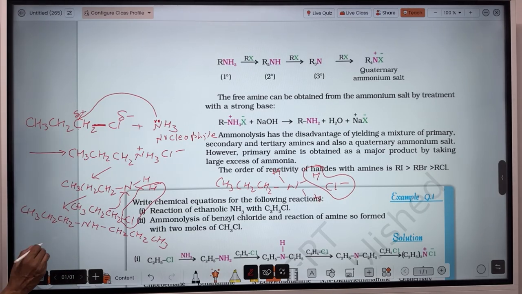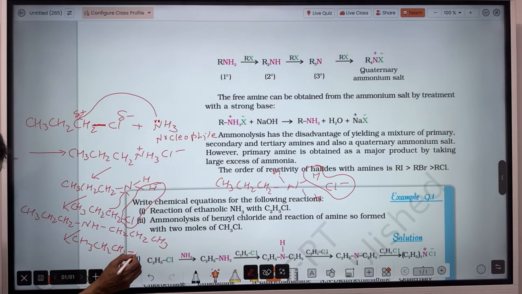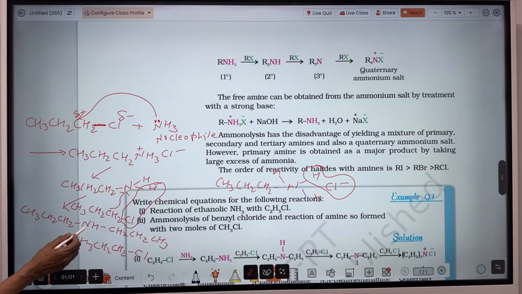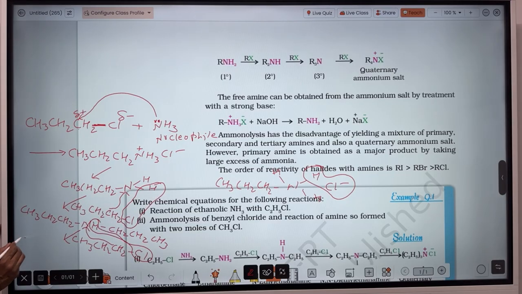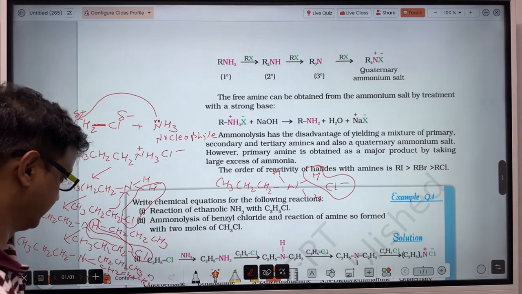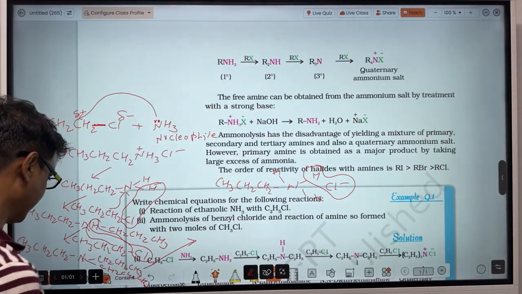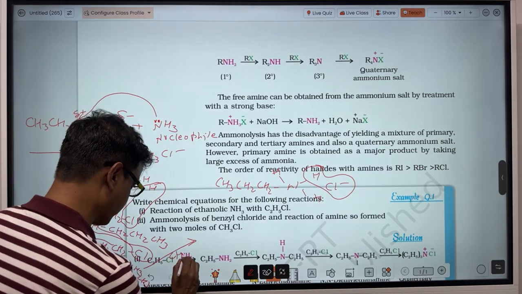Now again this compound will react with another haloalkane molecule. So the hydrogen bonded to the nitrogen will combine with this chlorine and form HCl. So this carbon will get bonded to this nitrogen. So the compound becomes, so during this course the tertiary amine will form. And again, what happens with this one when another haloalkane molecule reacts?